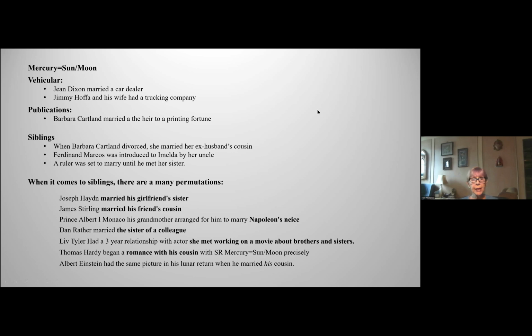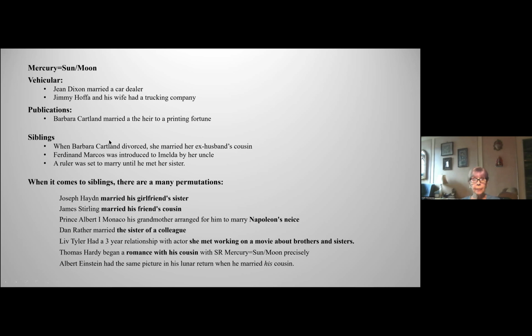So here are the other delineations for Mercury equals Sun Moon. As you know, Mercury has to do with vehicles. It's the winged messenger. For example, one woman with Mercury equals Sun Moon married a car dealer, and another man with Mercury equals Sun Moon had a trucking company with his wife. And insofar as publications, a woman married an heir to a printing fortune. He was not a printer himself. It was the family business.